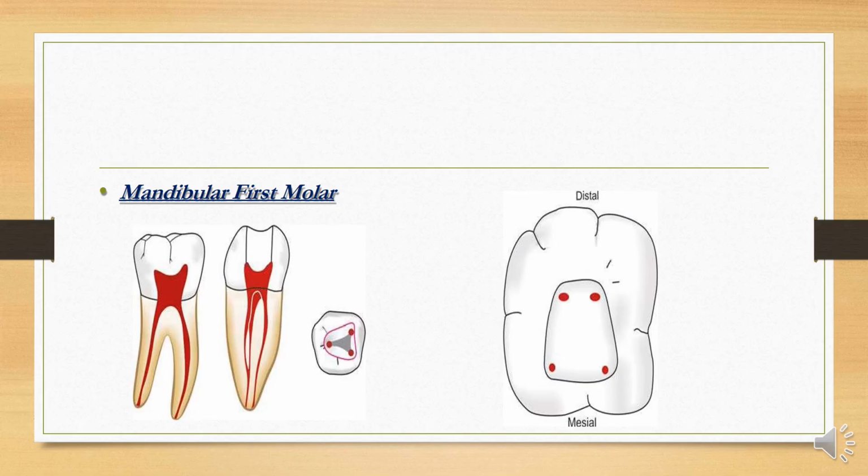Coming to the mandibular first molar. The mandibular first molar has two roots with three root canals. The three root canals will be the mesiobuccal, the mesiolingual, and the distal root. And sometimes there can be a distolingual root canal. So the access cavity preparation, if it is a three canal, will be triangular in shape. If it is a four canal, it will be rectangular in shape.